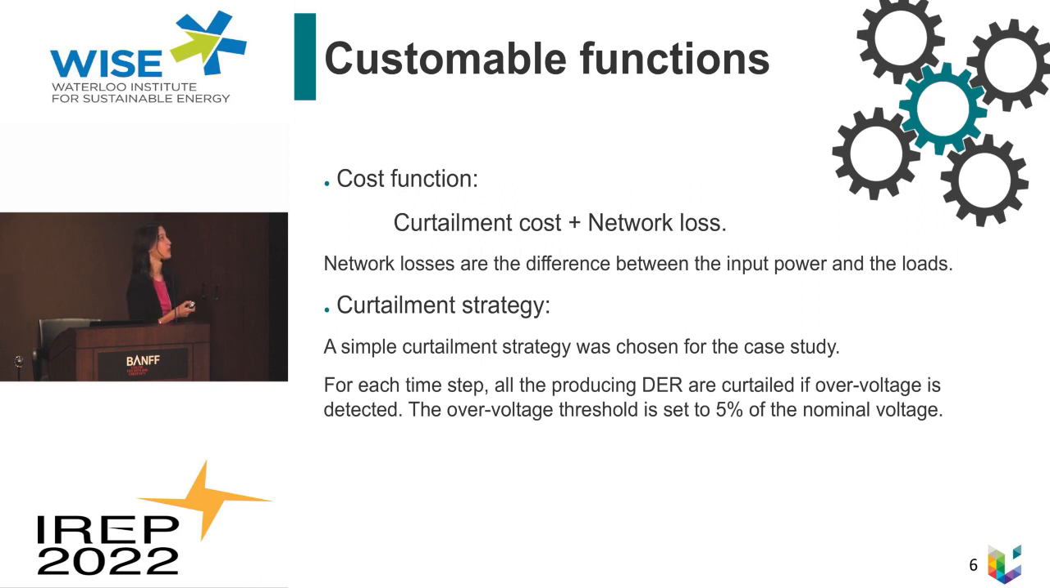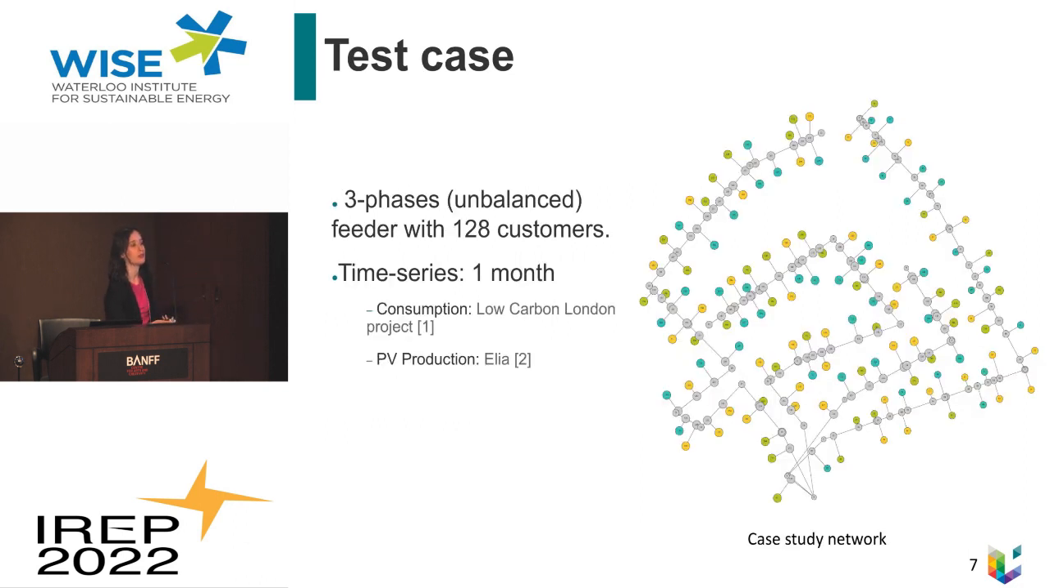they produced, sorry. So the test case, this is a beautiful network in Belgium we have. You can see the different colors are the different phases. The gray one is the neutral one, so it's a 3-phase unbalanced one. We have 128 customers. We use 1 month time series for the cost computation, and we assume the PV production and the consumption of the people, so the load. We took that from a London data project, and the PV are from Belgium.